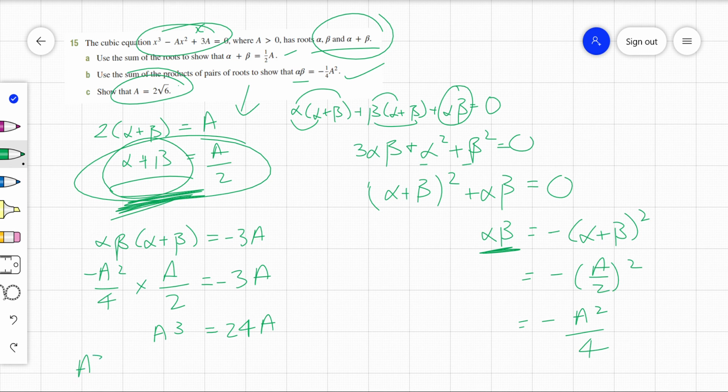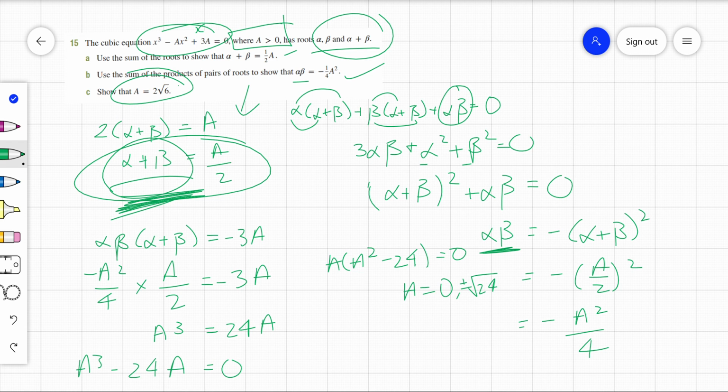If I put them all on one side and factorize by a, I would get a squared minus 24 equals 0. So you can see here a, for this to work, would either be 0 or it would be the square root of 24. And actually plus or minus the square root of 24.